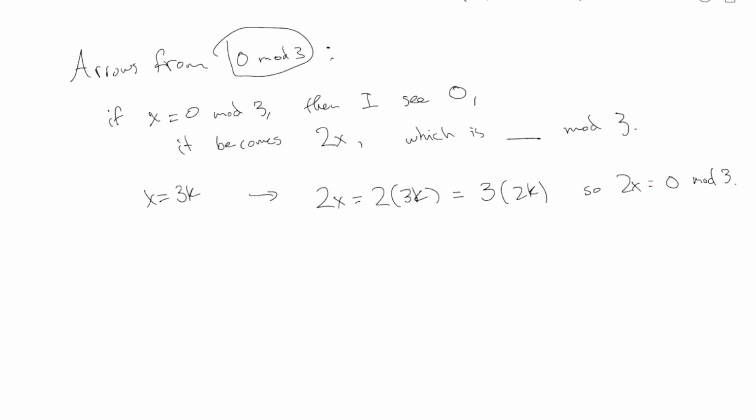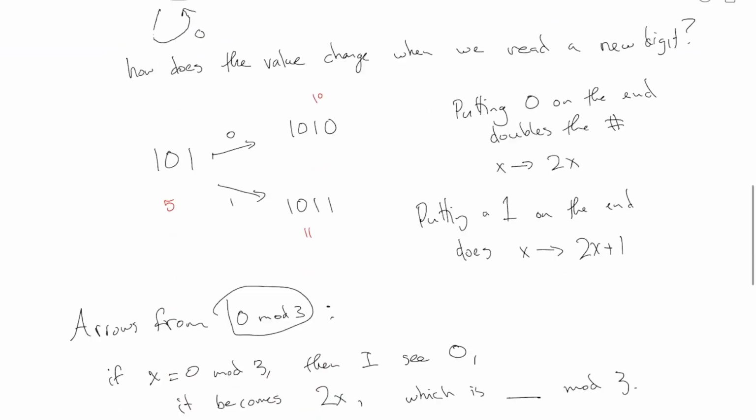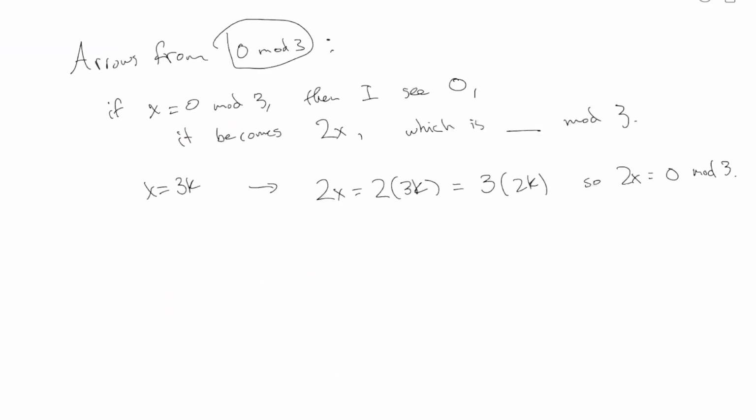And that means the arrow in the diagram up here, labeled with a 0, goes back around there. Like that, right? If it's 0 mod 3 and you see a 0, it's still gonna be 0 mod 3. Okay, what about the other arrows? We just need to do little arguments like this each time, okay?